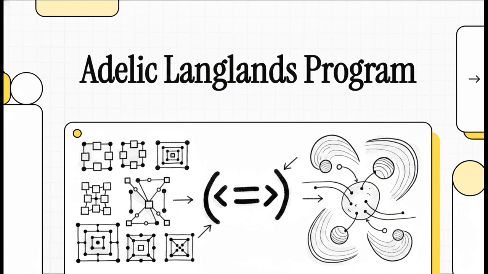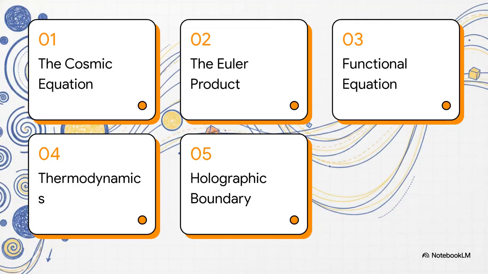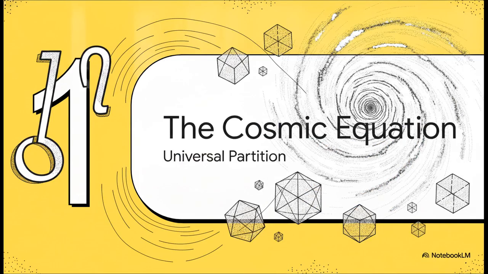the right place. Here is our roadmap for getting from abstract primes to physical reality. First, we'll hit the cosmic equation, then unroll the Euler product, look at the functional equation, dive into thermodynamics, and finally, arrive at the holographic boundary. Let's jump right in. Section 1, the cosmic master equation.